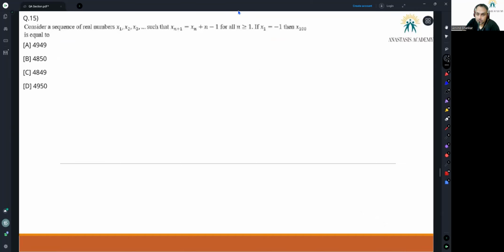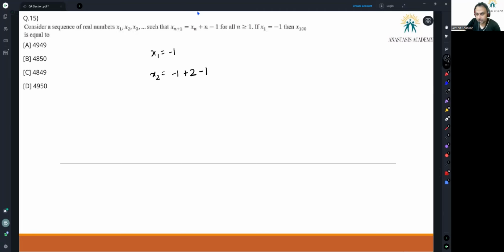Consider a sequence of real numbers x1, x2, x3 such that xn plus 1 is equal to xn plus n minus 1 for all n greater than 1. If x1 is equal to minus 1, then x100 is equal to, okay, let's say x1 is equal to minus 1, x2 is equal to the previous term plus 2 minus 1.